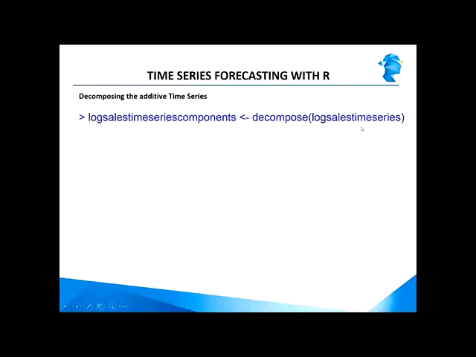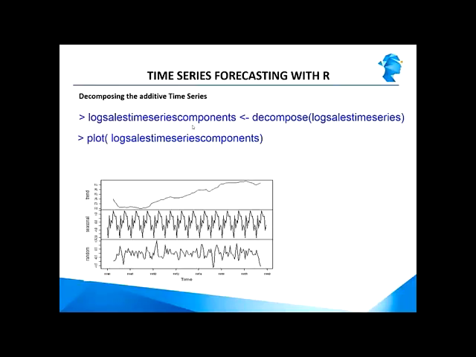So we use the log transformed data and decompose it. We have already seen what the output from decomposition looks like, but now we are learning how to decompose a time series. To decompose our log transformed data, we use the decompose function, and the decomposed time series is stored in the vector on the left. This is the log sales time series components vector. It has all the components resulting from the decomposition. We plot the decomposed time series, and this is what we get, and we have already seen this output before.